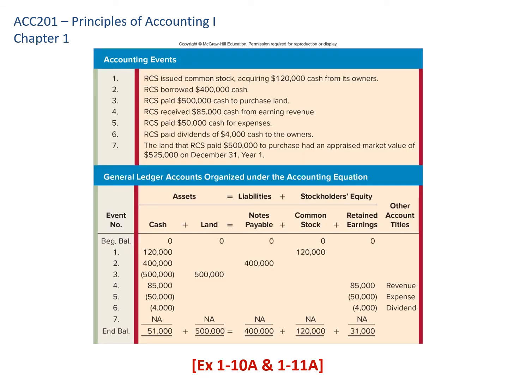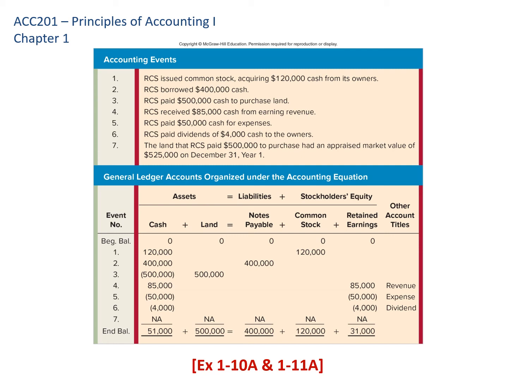So I'm going to walk through some transactions here, and up above the transactions are described in a narrative, and then down below we can see how they're applied to that accounting equation. So I'll talk through each one here.